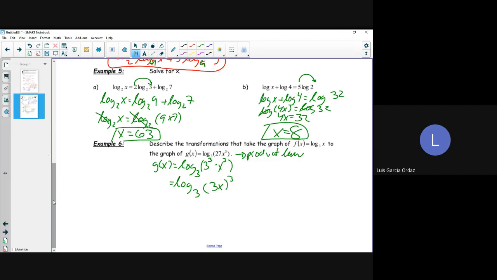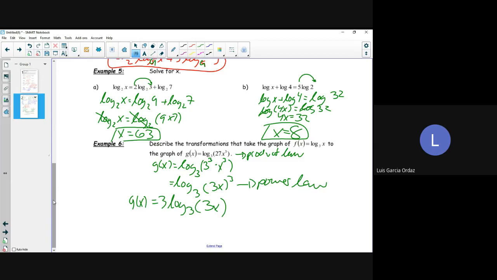And now here we have to use our power law. So when we use the power law, what happens to that exponent of 3? Where does it go? It goes in front of the log. So we get g of x is equal to 3 log base 3 of 3x.